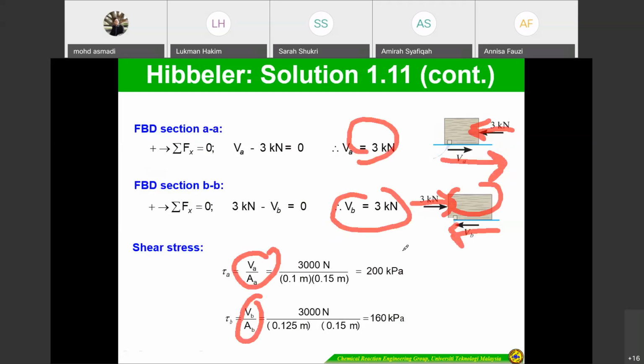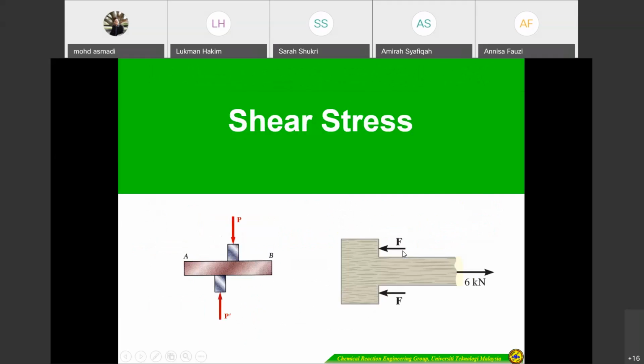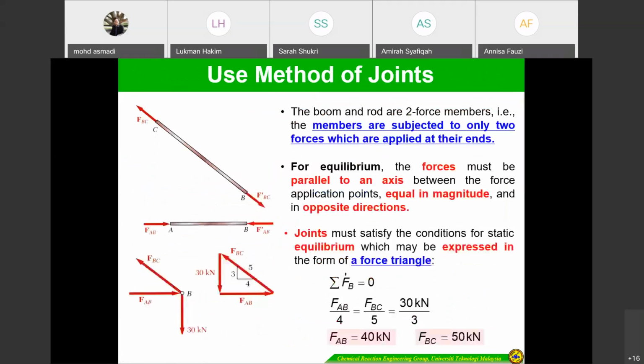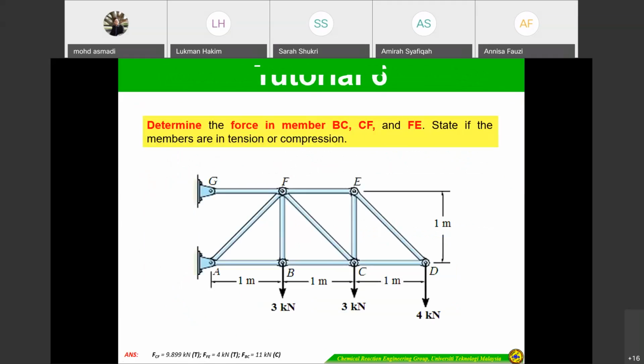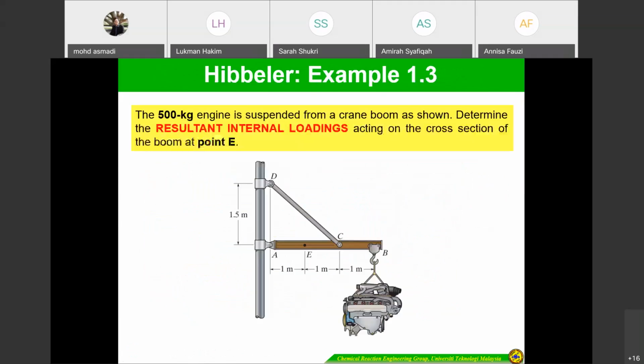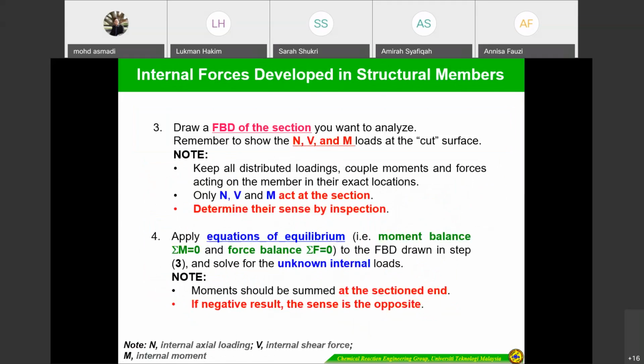So what is the name of the V? The definition of V, I forgot. V is this one. Oh, V is the internal shear force. Yeah, internal shear force.